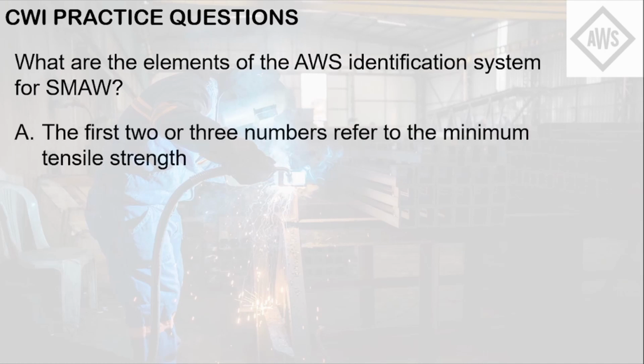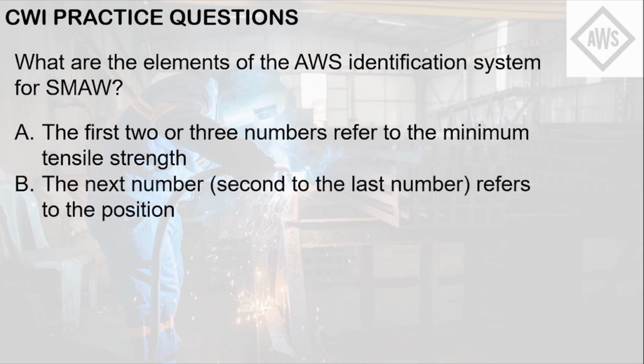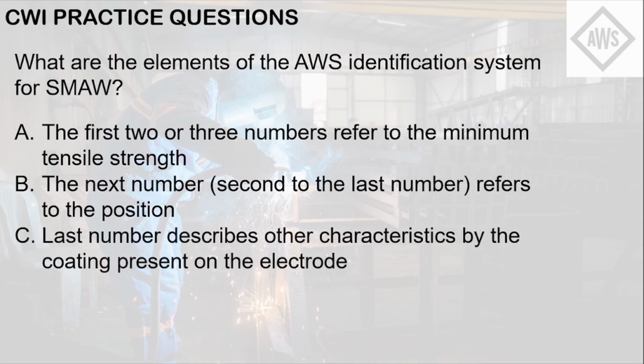Letter A, the first 2 or 3 numbers refers to the minimum tensile strength. Letter B, the next number, second to the last number, refers to the position. Letter C, last number describes other characteristics by the coating present on the electrode. Letter D, all of the above.